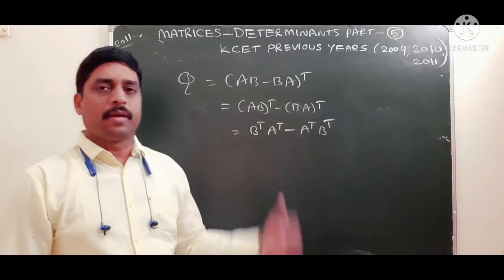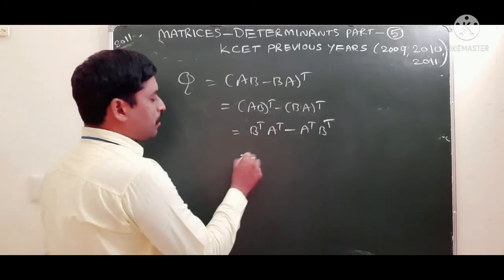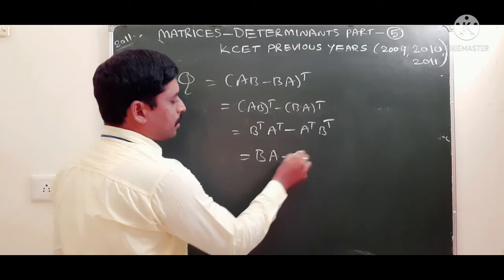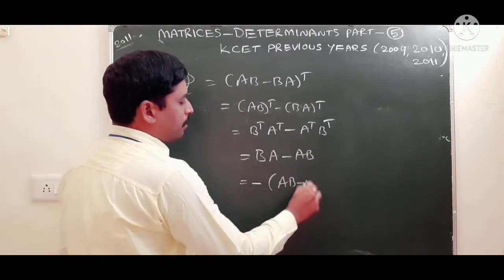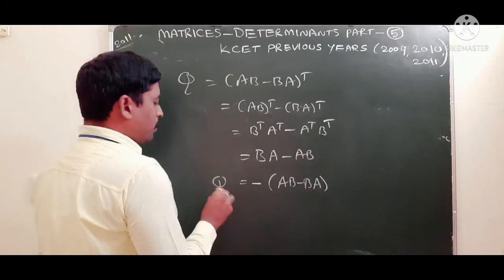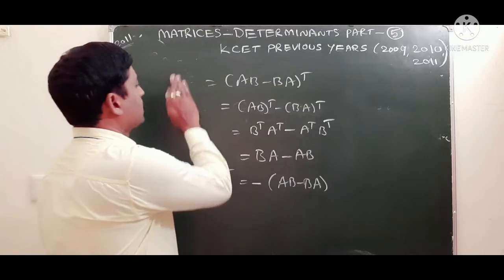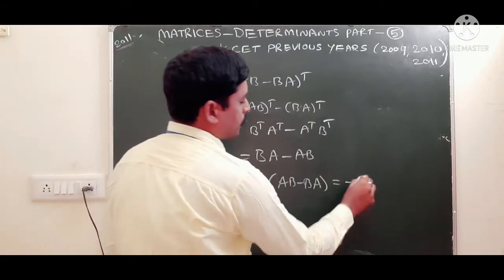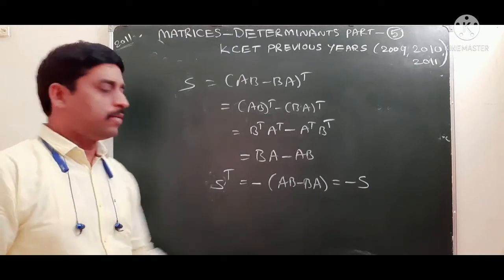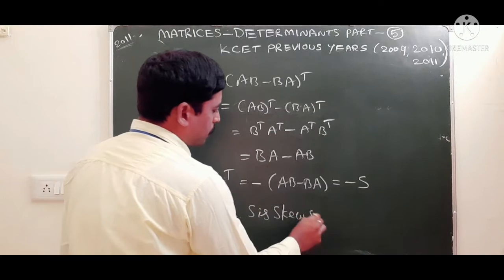But what is given in the statement? A and B are symmetric matrices. So replacing B transpose with B and A transpose with A, we get BA minus AB. Taking minus 1 common, this is minus (AB minus BA). So S transpose is equal to minus S, therefore S is a skew symmetric matrix.